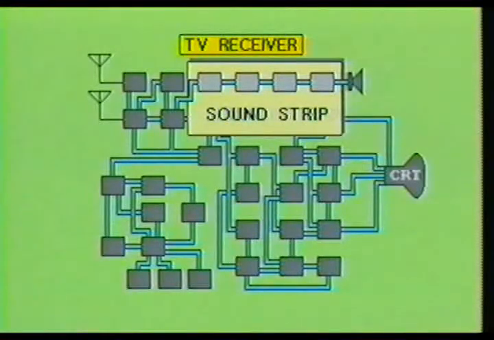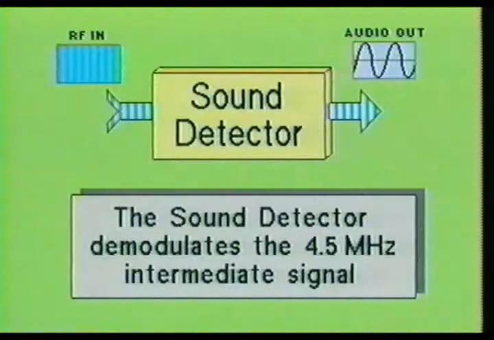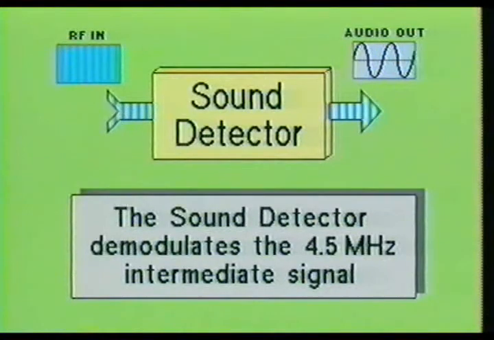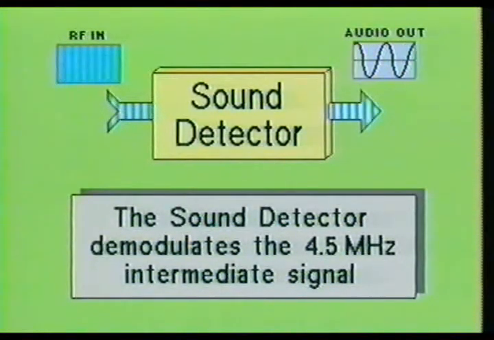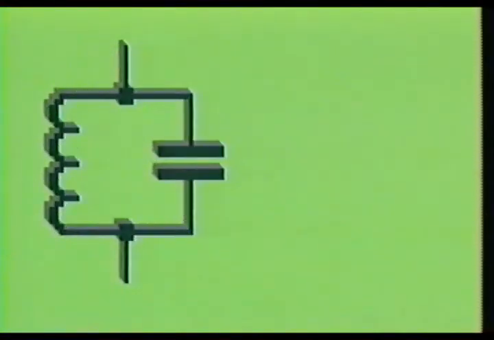The next stage within the sound strip of the color television receiver is the sound detector stage. The sound detector stage converts the 4.5 MHz frequency modulated intermediate signal into a low-level audio signal. Let's take a look at the theory in which this happens.